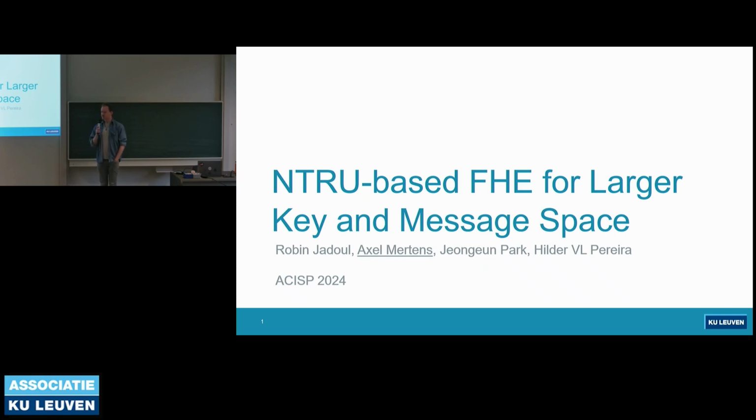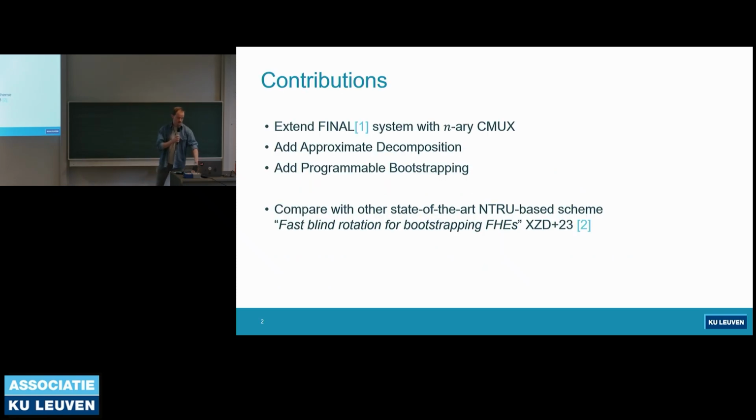I'm going to tell you about a paper we wrote about a year ago called NTRU-based FHE for larger key and message space by Robin, Chungyun, Hilder, and me. So what did we do in this paper? We started from FINAL, which I'll explain later, and we added the NTRU CMUX to that. We also added approximate decomposition, and we added programmable bootstrapping. And then after all these improvements, we compared it to the other state-of-the-art NTRU-based scheme by XZT, etc.